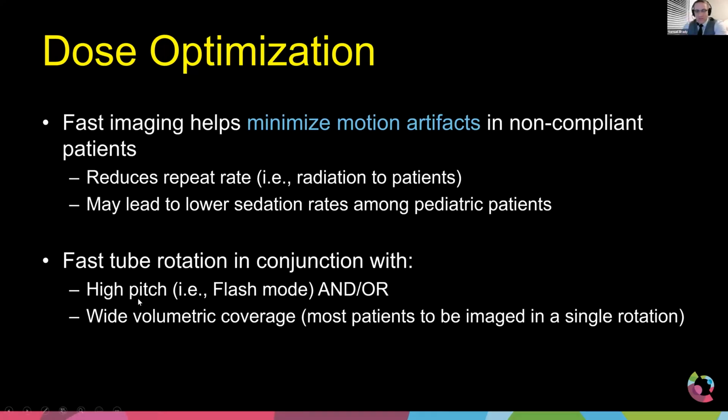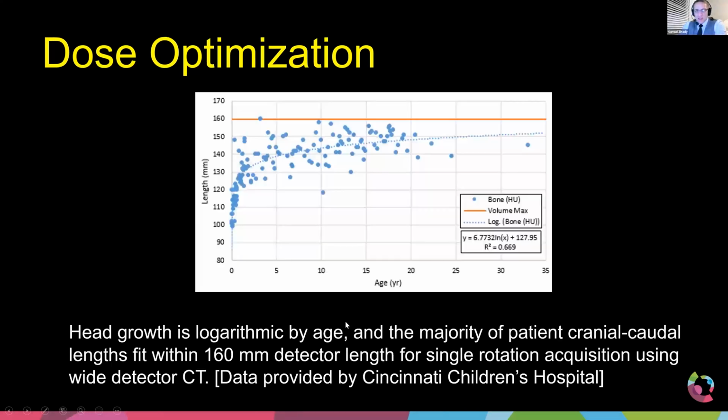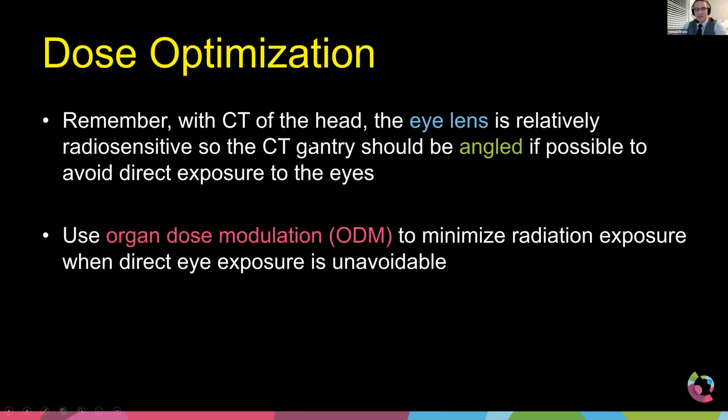And I'll give you an example. If you have a Siemens scanner, they have what's called a flash mode. Or you use those wide volumetric coverages, such as GE and Canon. Almost all patients, their overall length of the scan, say craniocaudal, would fit within a single axial rotation if you have the ability to image out to 16 centimeters.